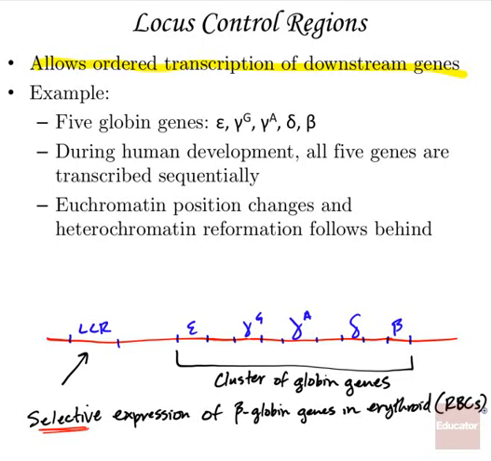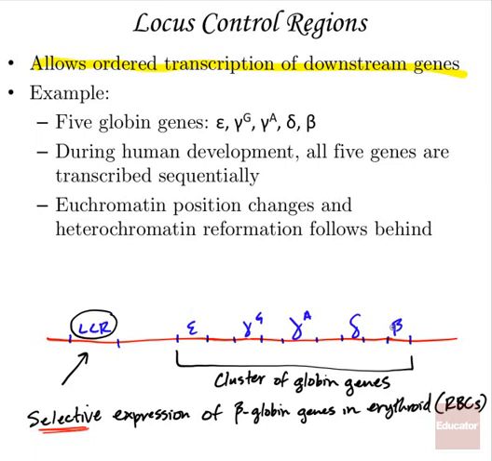So our locus control regions allow for ordered transcription of downstream genes. So here's our locus control region, and here are our downstream genes. We have our 5 globin genes. We have epsilon, we have gamma G, gamma A, delta, and beta. And during human development, all 5 genes are transcribed sequentially, meaning first epsilon all the way through to beta.